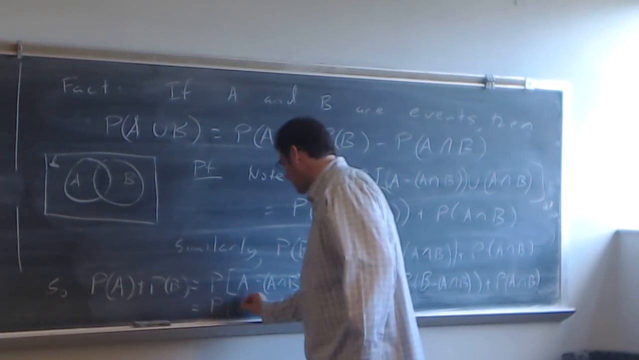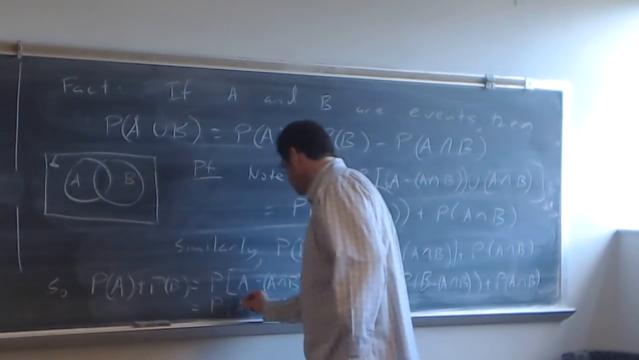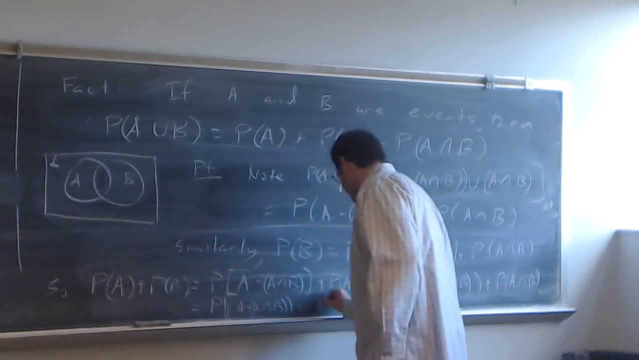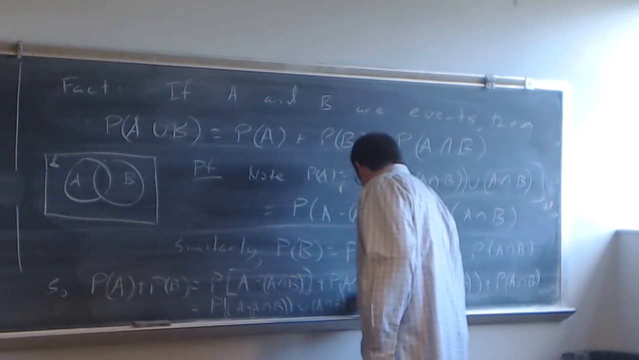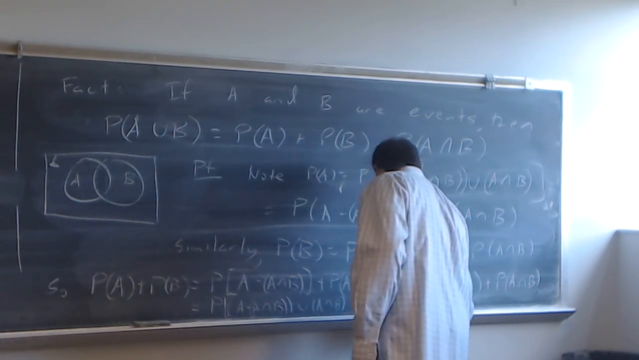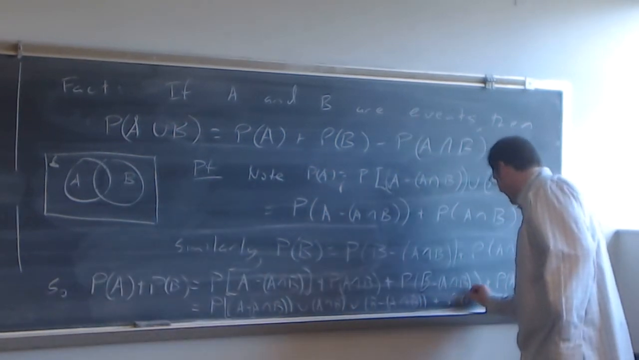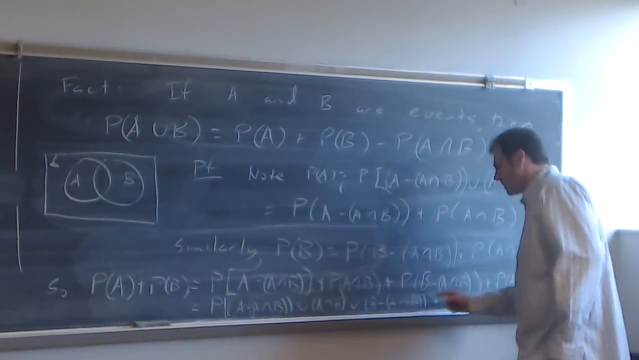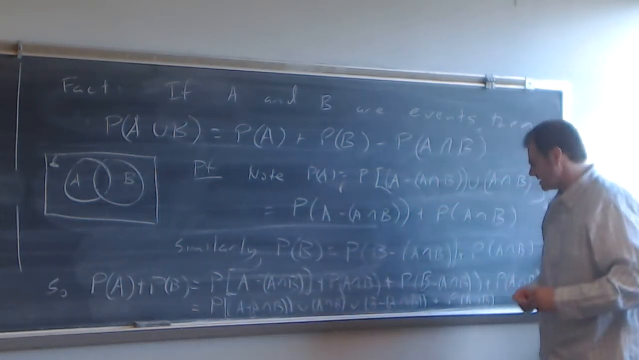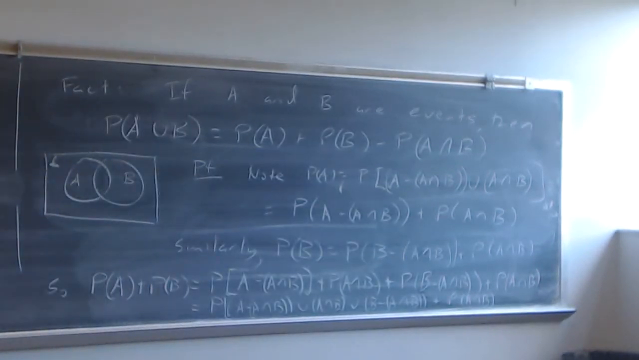probabilities, this is the probability of A minus A intersect B union A intersect B union B minus A intersect B, and then plus the probability of A intersect B. But as I said, this set that we're first taking the probability of is nothing more than A union B.